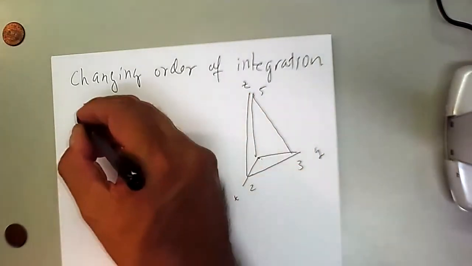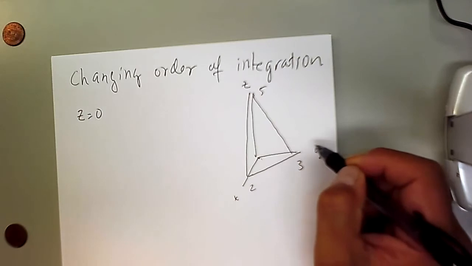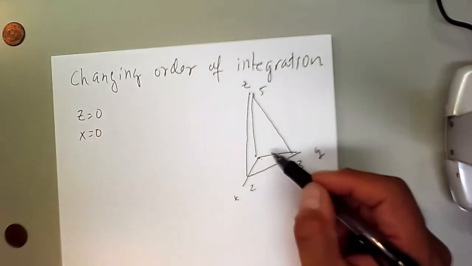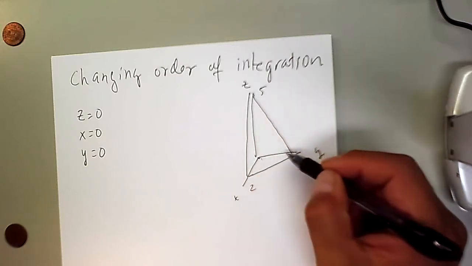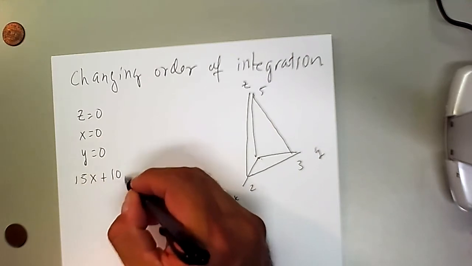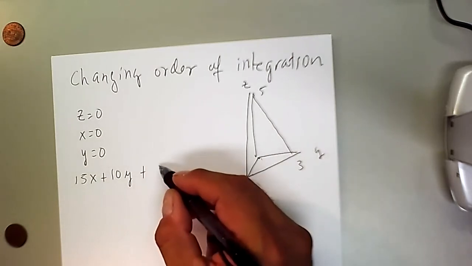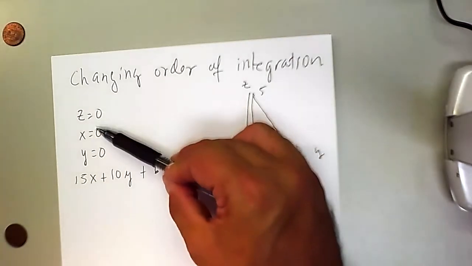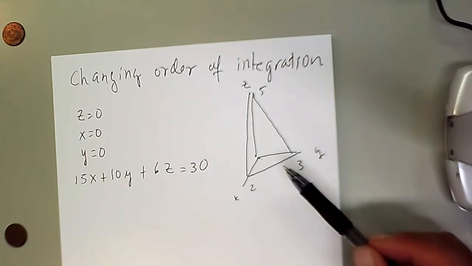The bottom, which is z equal to 0. The back wall, which is x equal to 0. The side wall on our left, which is y equal to 0. And then the inclined plane itself, which is 15x plus 10y plus 6z equal to 30. So plane, plane, plane, plane, 4 planes, if they intersect correctly, form a tetrahedron.